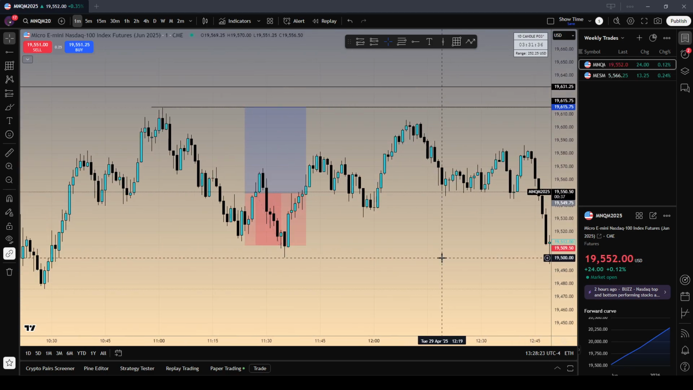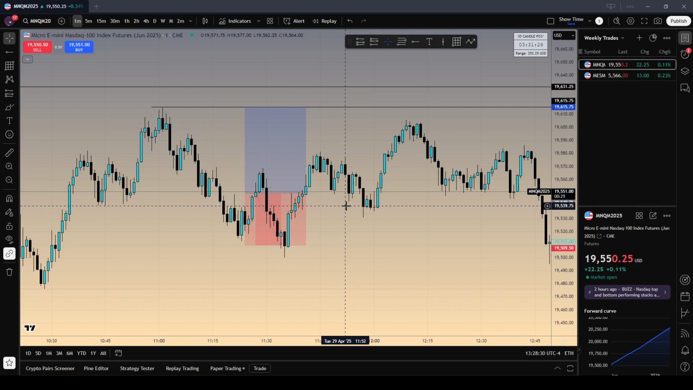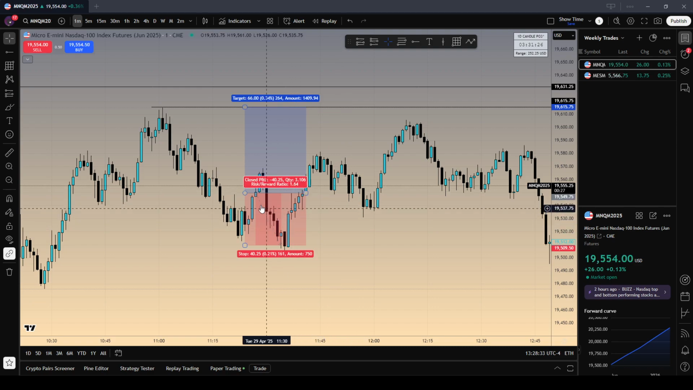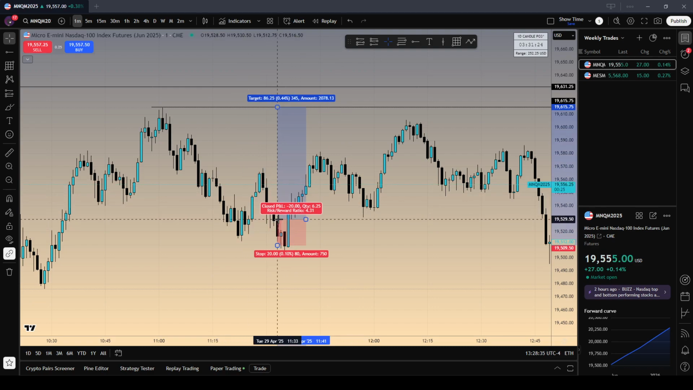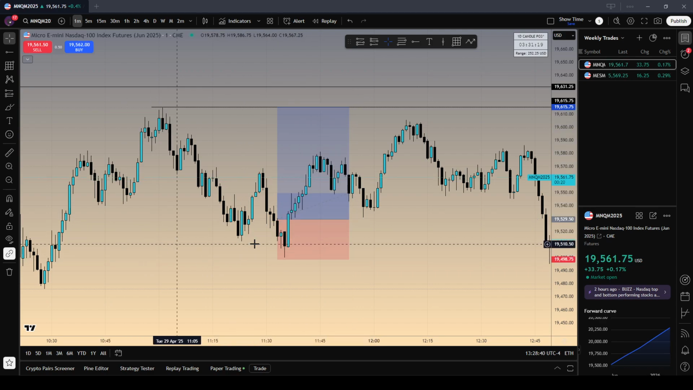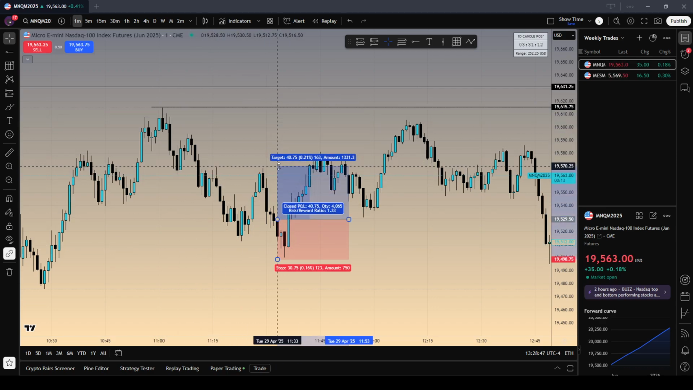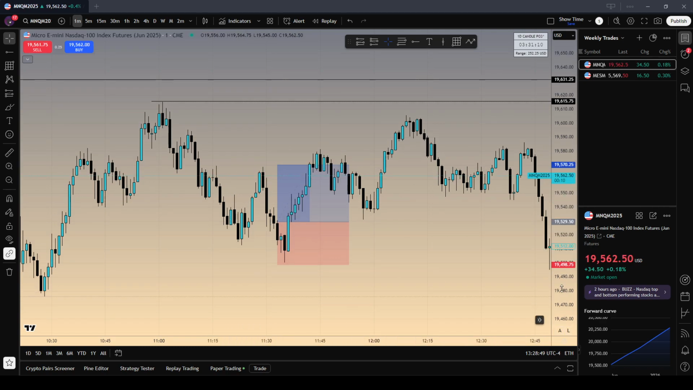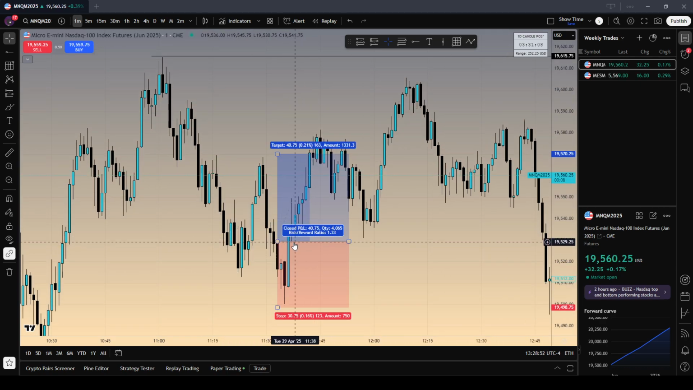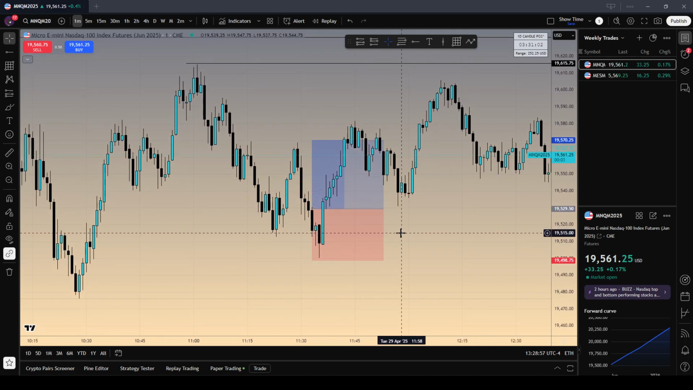One last thing, I did try to re-enter, but it would have been again following my model. Right here, after we swept this low, we distributed higher, broke structure, and these equal highs were still here. I was originally just trying to aim for this. It would have been like a 1 to 1.3. As you can see, we just never tapped back into the fair value gap to enter us into the trade.